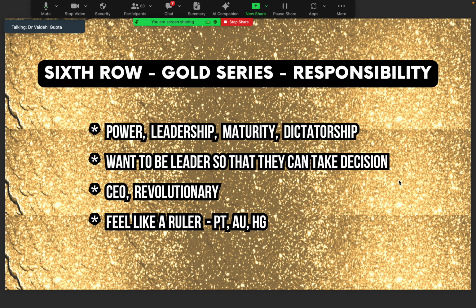Sixth row, it is gold series, which is about responsibility, about power. Power, leadership, maturity, dictatorship. They want to rule over others. They want to make laws. They want to be leaders so that they can take decisions. They want to be decision makers. Such people are CEOs of some company. They are revolutionary. They feel like a ruler, like platinum, gold, mercury. All of them feel like a ruler.